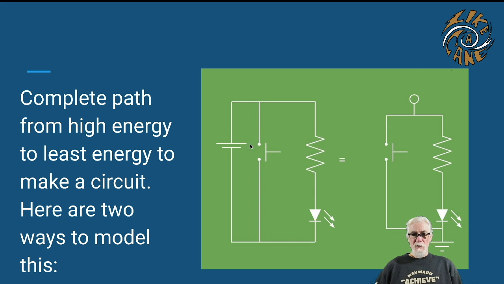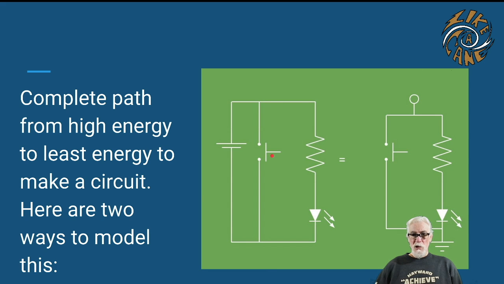Here you can see the battery symbol right there. Sorry, this is the positive end of the battery. Current will flow from plus to minus, so it'll go through here. And then if that switch is open, the only way that it can possibly go through would be through this resistor and then the LED, and then the light will light up.